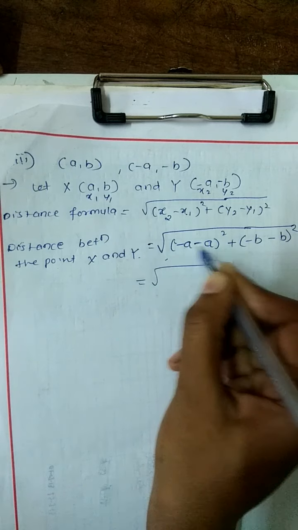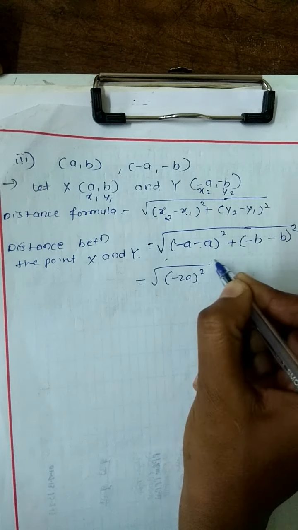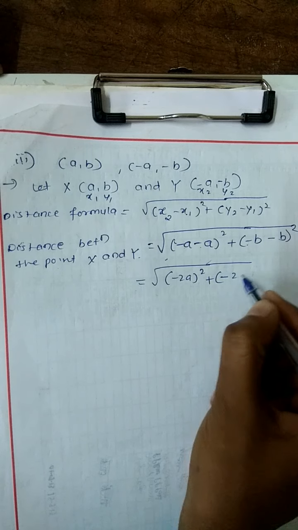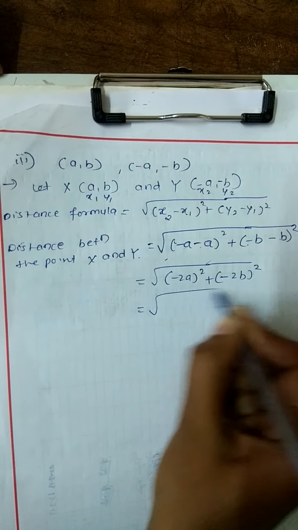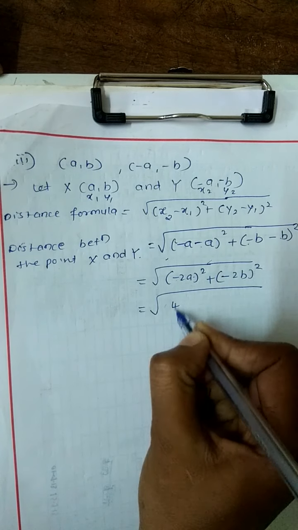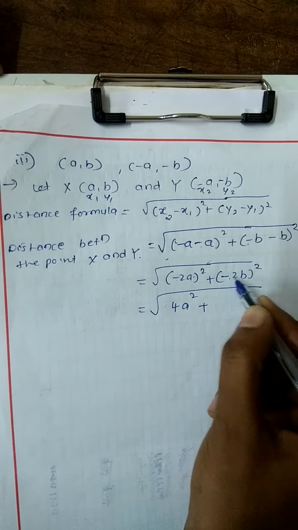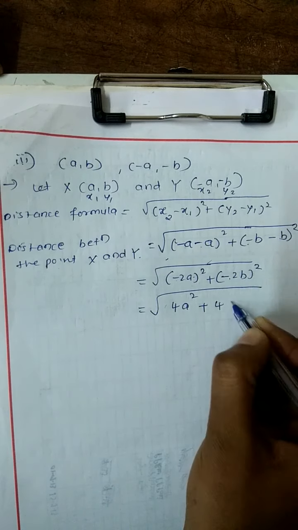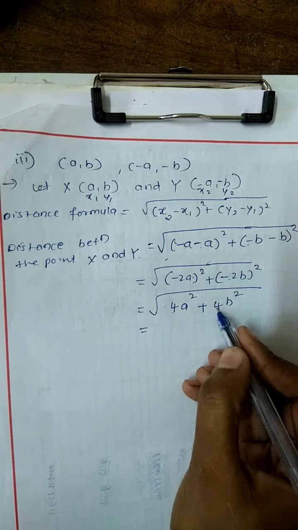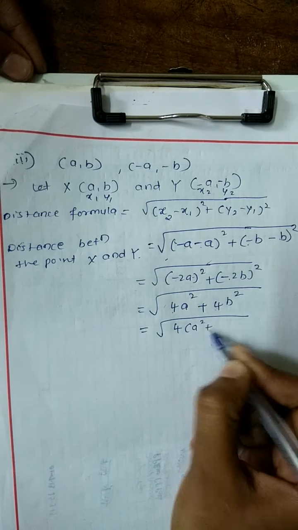Here minus minus will be plus: minus a minus a will be minus 2a, squared, plus minus b minus b will be minus 2b, squared. Separately you have to square it. Minus 2 into minus 2 is 4 and a squared, plus minus 2 into minus 2 is 4 and b squared. Here we can take 4 common. Inside the bracket what remains is a squared plus b squared.